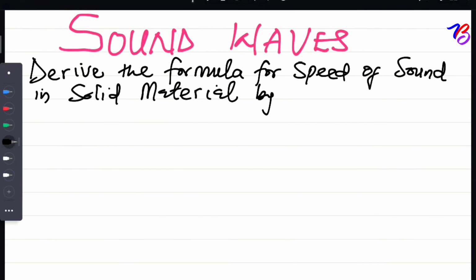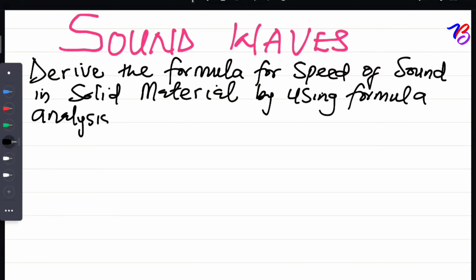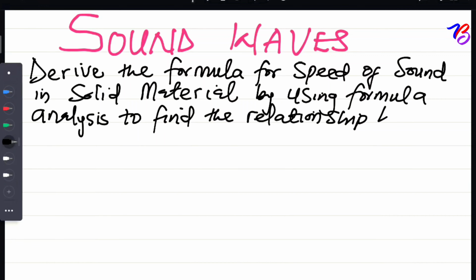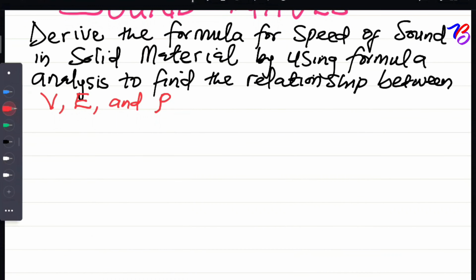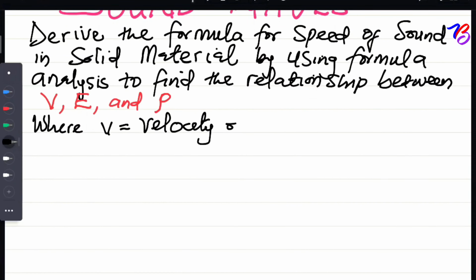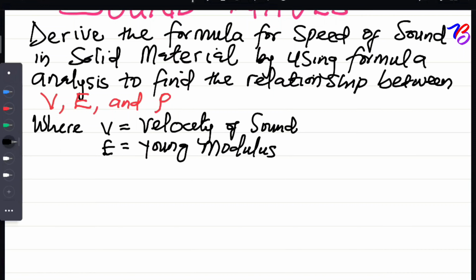Now, you might use this formula to solve problems, but they might not ask you to derive. But you need to know how to derive this formula by using formula analysis to find the relationship between velocity, which is V, E, which is Young modulus, and density. Are we here? Now, we want to show the relationship between V, E, and P. Where V is the velocity of sound in solid materials, E is the Young modulus, and it has to do with solid materials. Then density is also here.